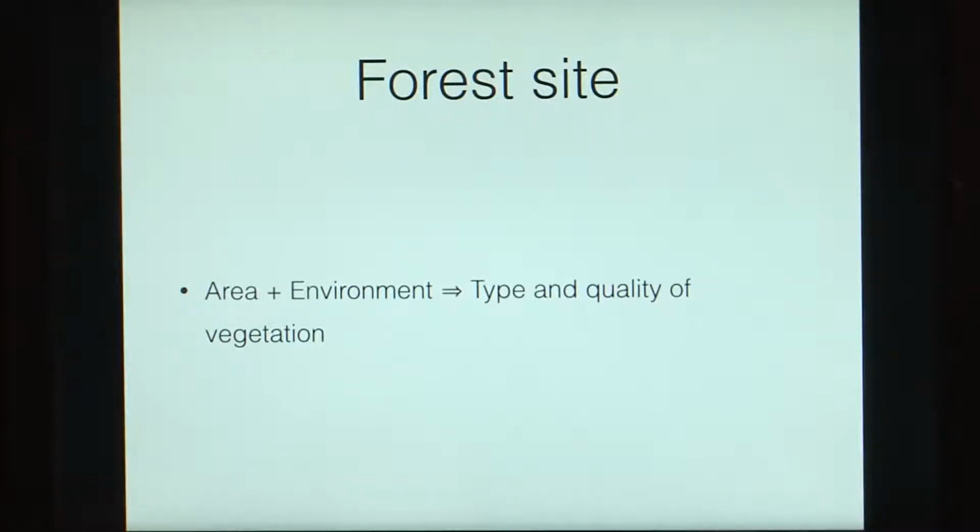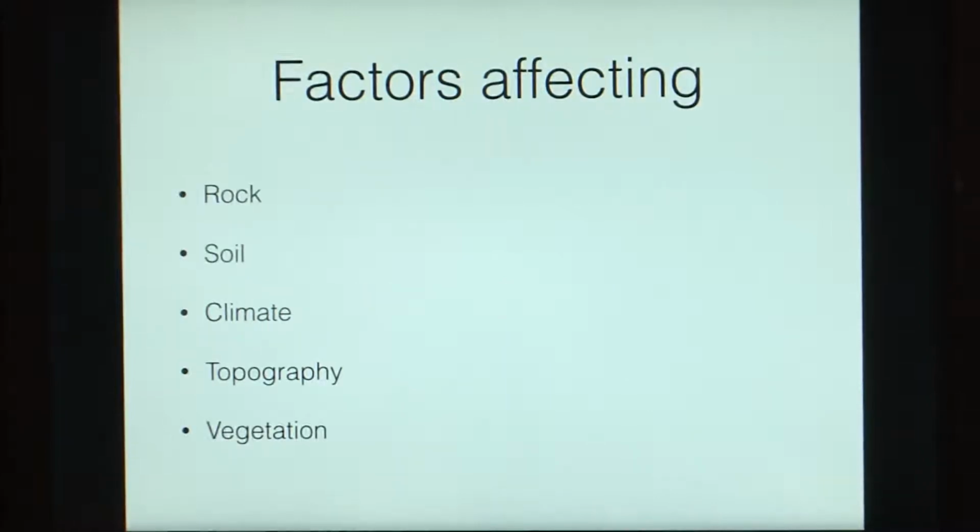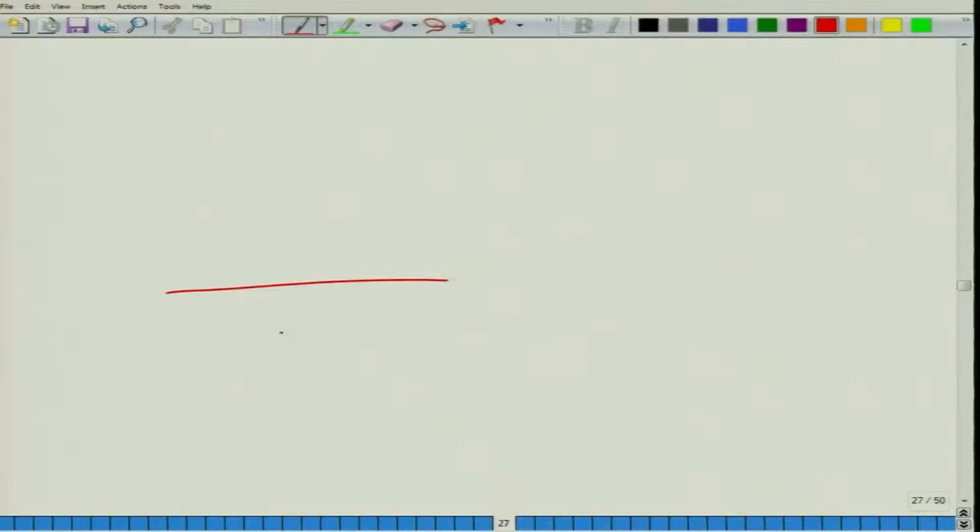So, what are the factors that affect your site? You can have factors including rock. For instance, the soil that is generated out of igneous rocks is going to be very different from the soil that is generated out of, say, sedimentary rocks. So, the rock is a factor that affects the site, soil also varies, climate also varies, as do topography and vegetation. For instance, let us consider two sites. You have site 1 and you have site 2.